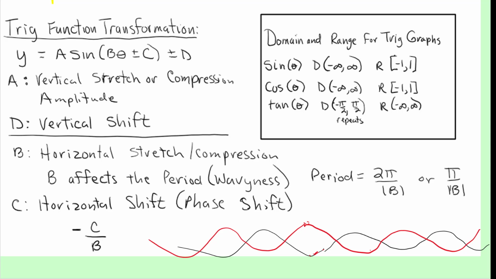Tangent goes on repeating patterns between the pi halves, right? So between negative pi halves and pi halves, that's a domain. And then there's another domain between pi halves and 3 pi halves. And then from 3 pi halves to 5 pi halves, and so forth. Okay. Or actually, that's a full pi. So yeah, 3 pi halves.